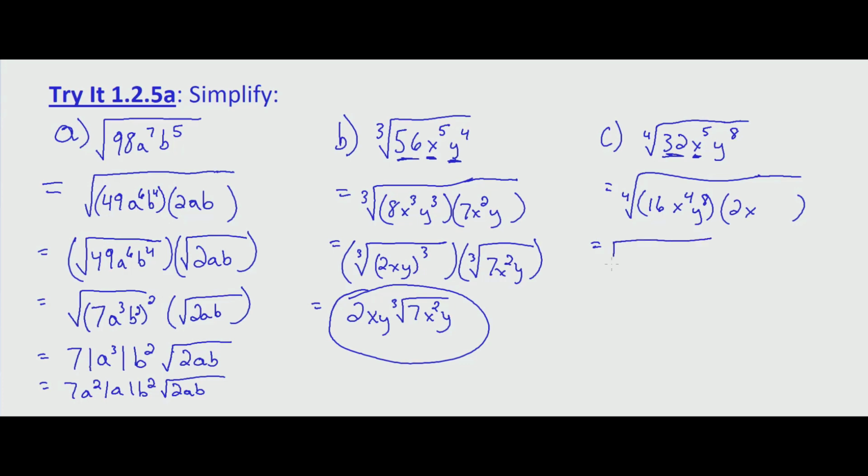Break that up into separate radicals. We have the fourth root of 2 x y squared to the 4th. Let's check that. 2 to the 4th is our original 16. x to the 4th is our original x to the 4th. y squared to the 4th is our original y to the 8th. And we still have the fourth root of 2x.